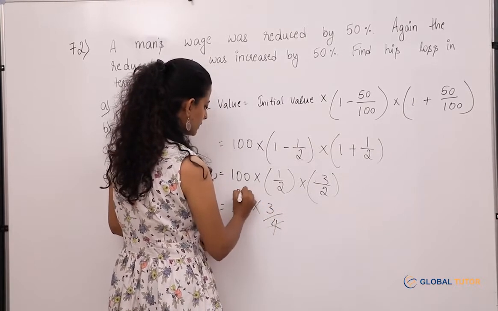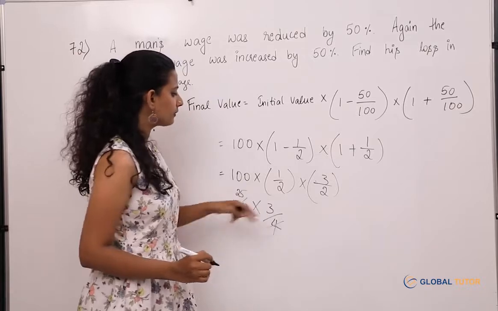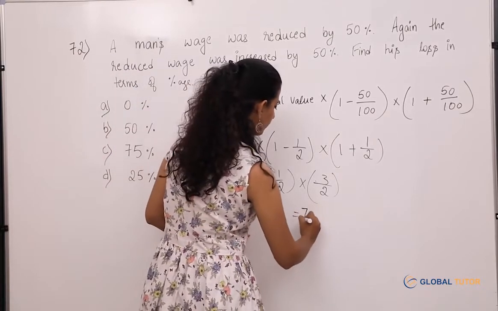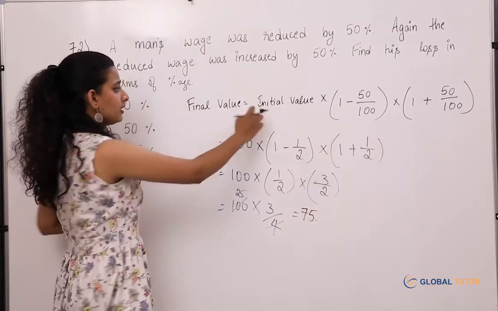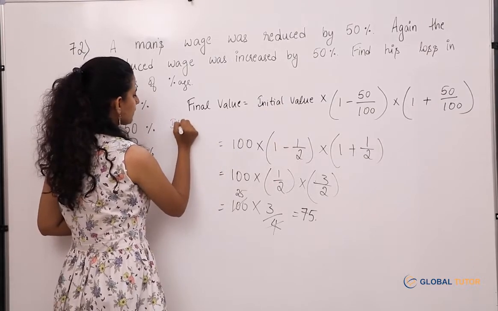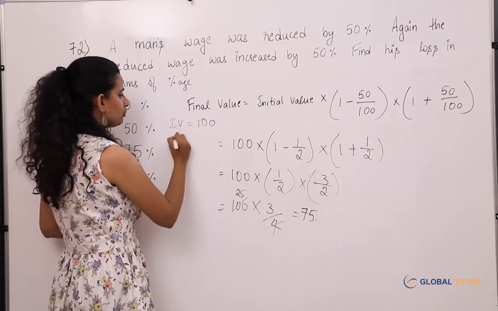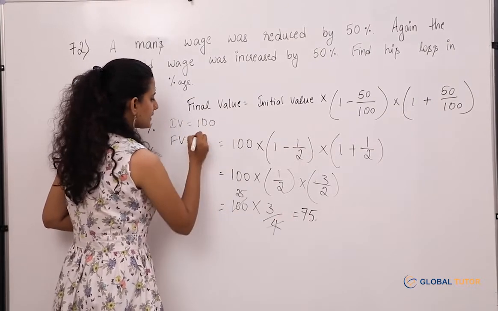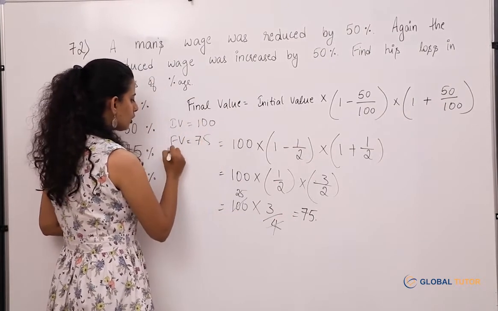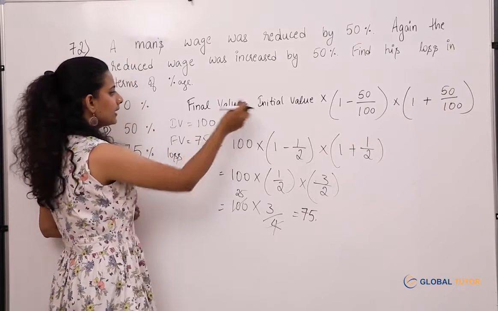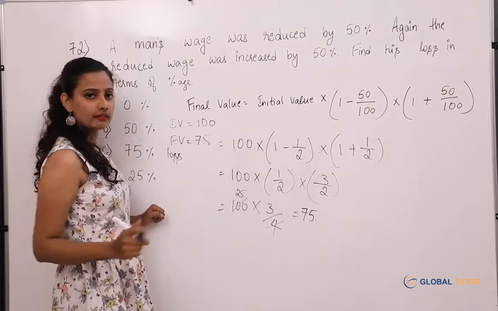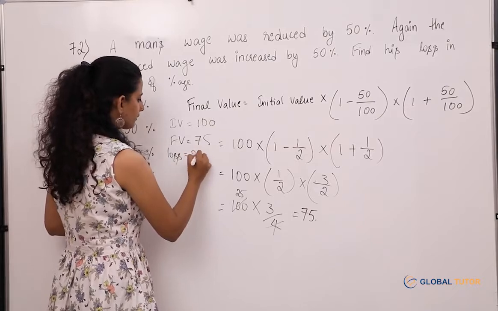So 4 twenty-fives is 100. 25 into 3 is 75. Here initial value is 100. That's what we considered, right? Final value, what did we get? We got 75. So what is the loss? Loss will be initial value minus final value, which is 25.